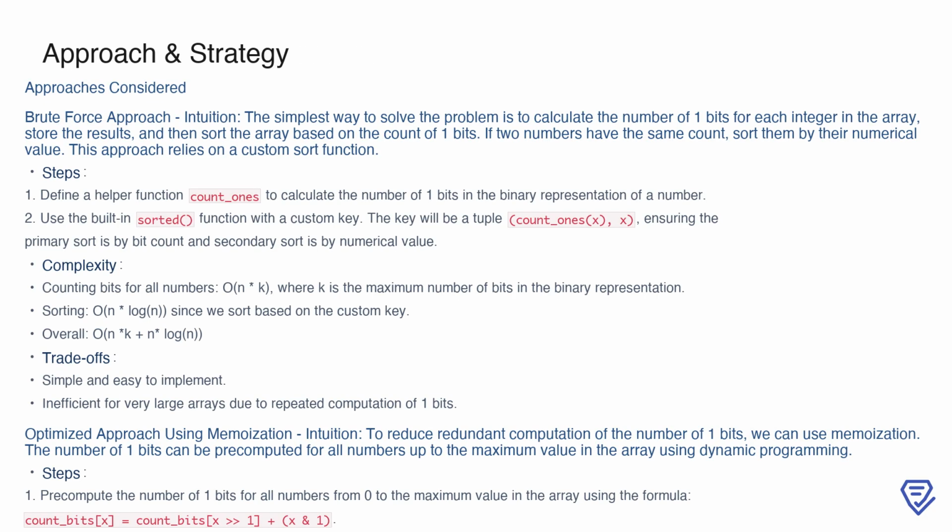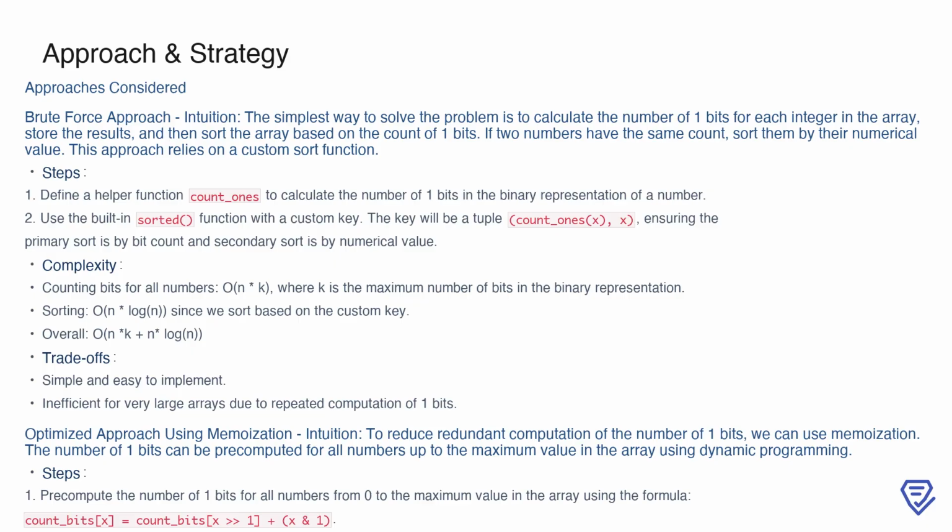To solve this problem, we can start by considering a straightforward brute force approach. The idea here is to calculate the number of 1 bits for each integer in the array and then sort the array based on this count. If two integers happen to have the same count of 1 bits, we use their numerical value as a tiebreaker.